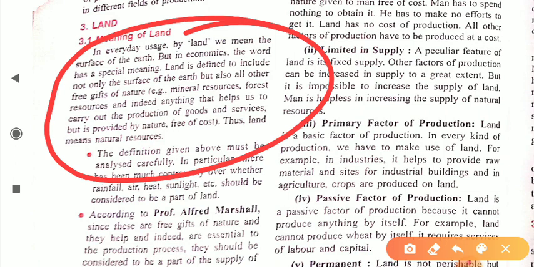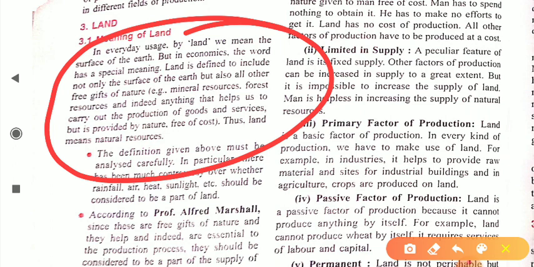Okay, dear student, now the question arises in your mind: is sunshine, rain, sunlight, air, heat, all these are also part of nature without cost, so are all these also part of the land? So the answer is no. In economics there are many definitions given by different economists.